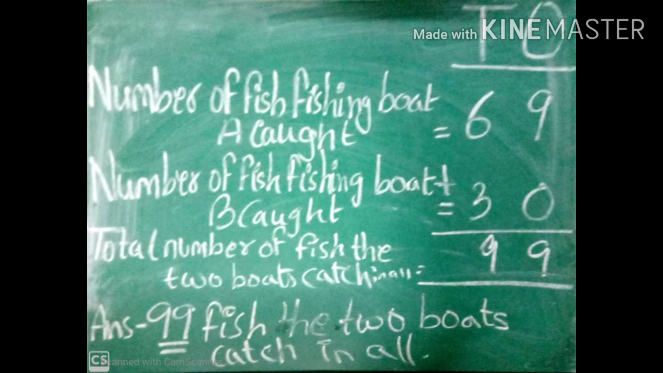Now what is step 2? Yes. Add the tens. 6 plus 3. 6 plus 3 is 9. So by adding 69 and 30, we got 99 as the sum. So what will be the answer? Yes, 99 fish the two boats catch in all.